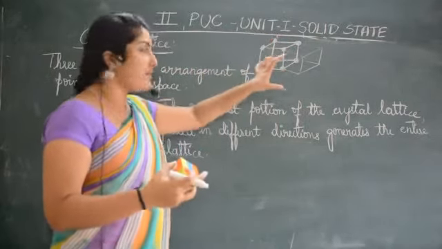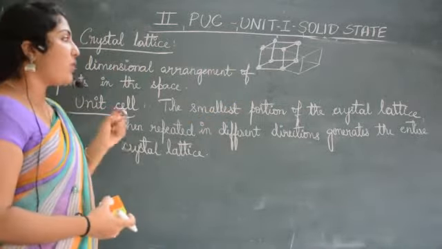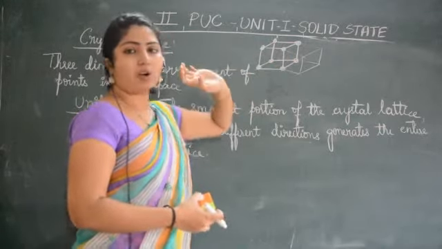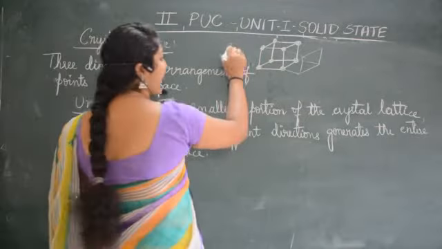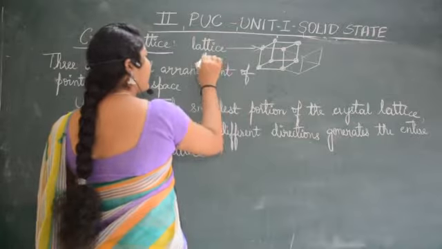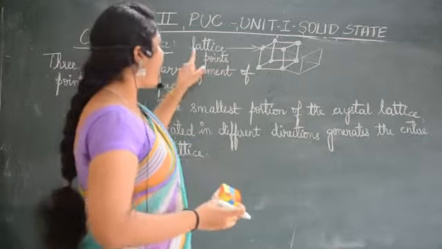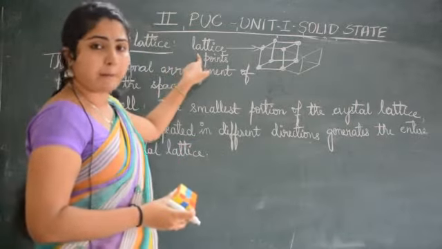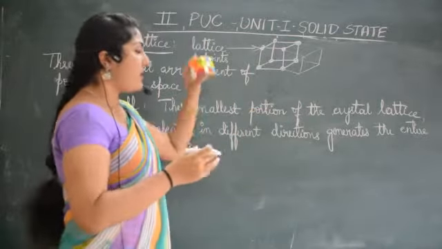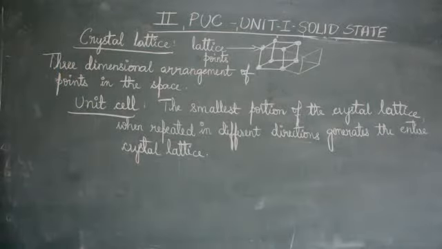So a crystal lattice is a three-dimensional arrangement of points in space. And what are these points called? These points of the crystal lattice are called lattice points. Make a note: the points on the crystal lattice are called lattice points. So this is about a unit cell and a whole crystal lattice. If you have followed it, then we will move further.